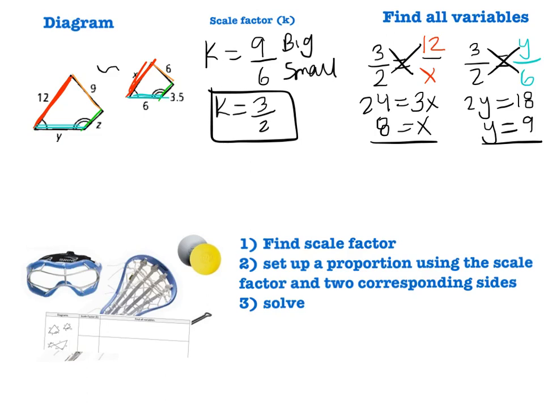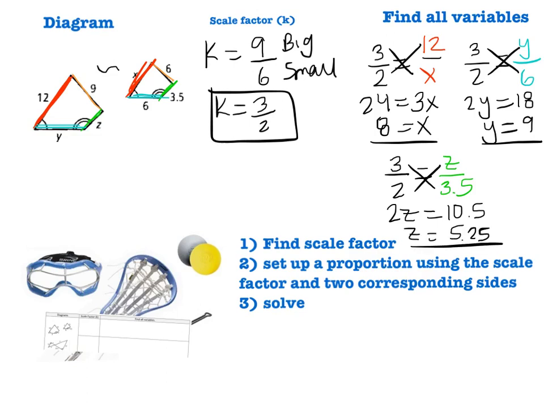The last value I'm looking for is z. So again, my scale factor is equal to whatever the corresponding sides are, in this case z and 3.5. And again, I'm going to cross multiply to get 2z equals 10.5. Divide by 2 on both sides to get z equals 5.25. Using those 3 steps, I was able to find those 3 missing variables.